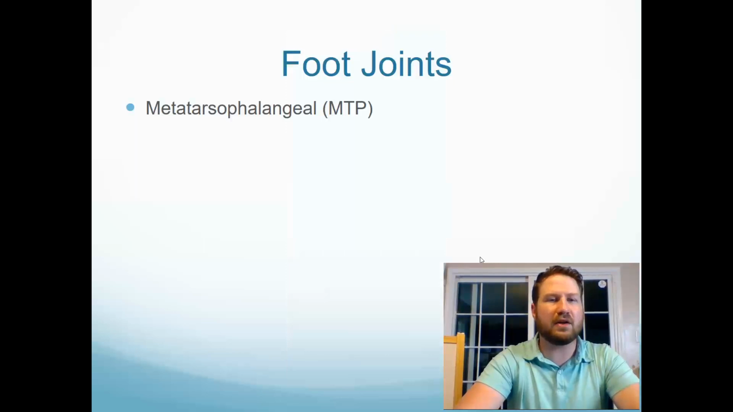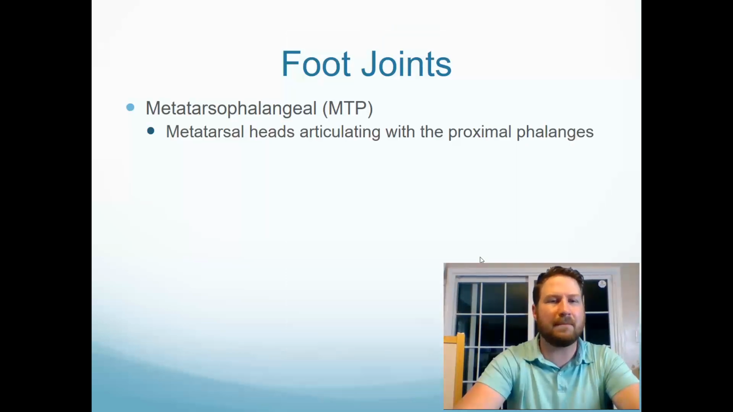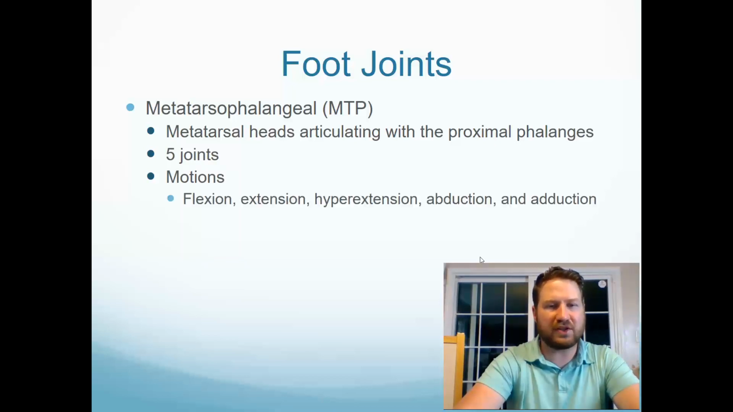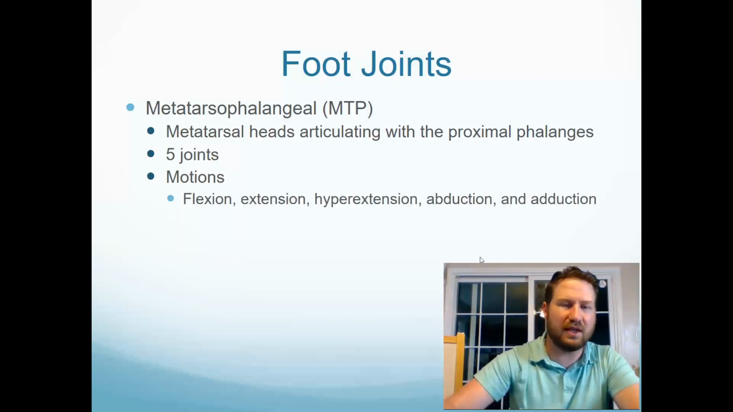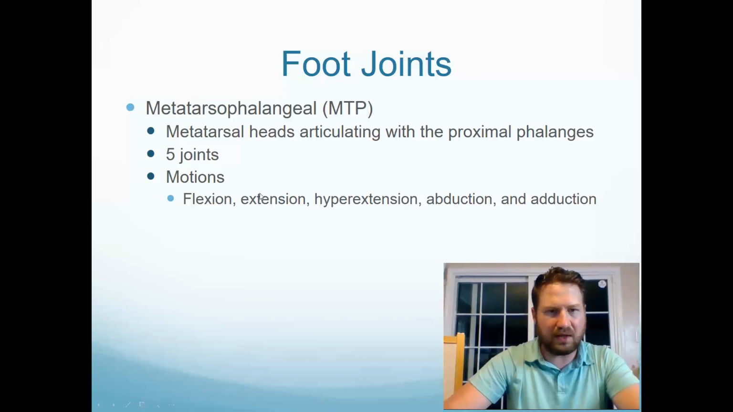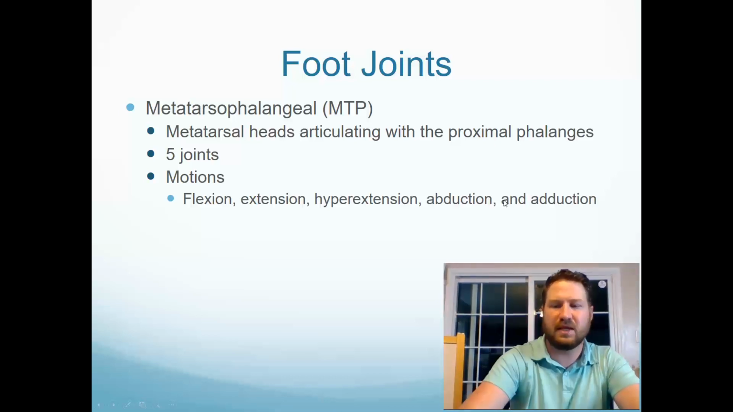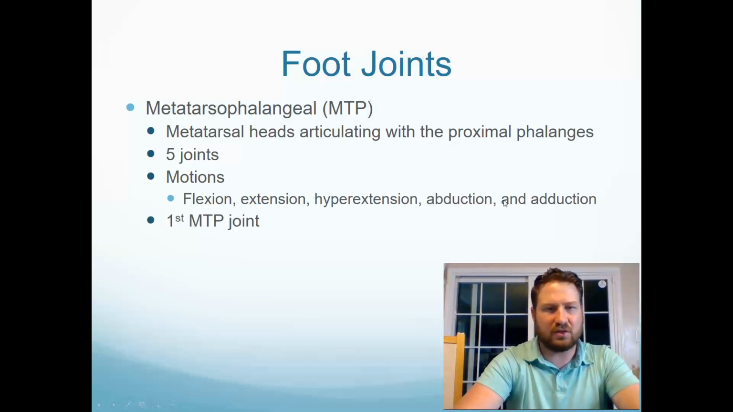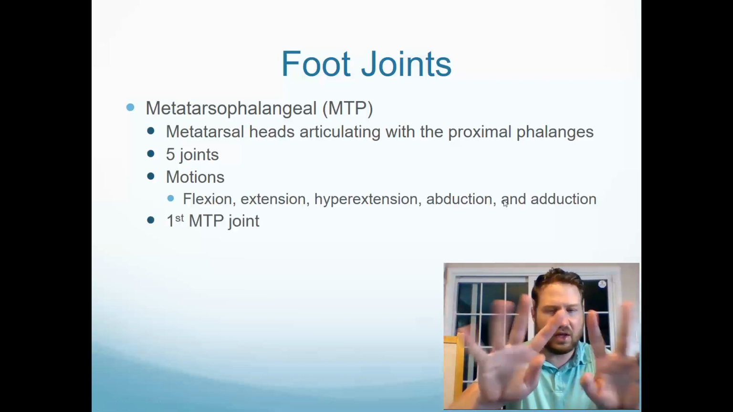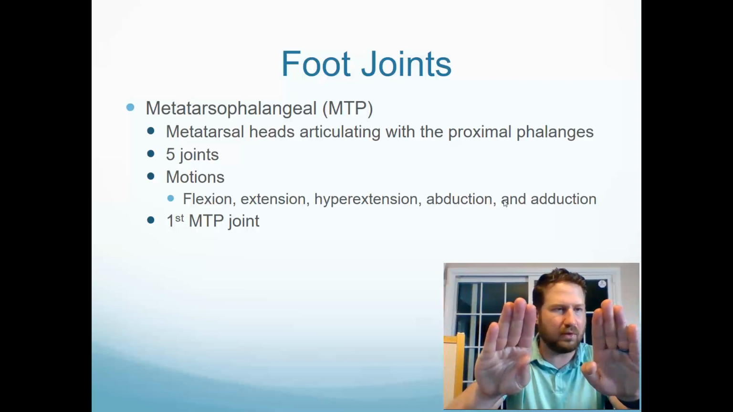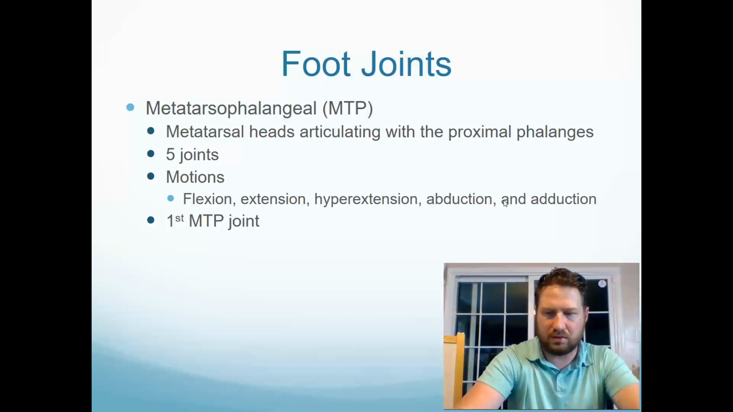Our foot joints are our metatarsal phalangeal joints. These are where our heads articulate with the proximal phalanges. We have 5 joints. The motions are flexion, extension, hyperextension. Again, your book makes flexion, extension, flexion, extension. This is more along the lines of flexion and extension, where they raise up, not hyperextension. Abduction and adduction. You can splay your toes out and pull them in.